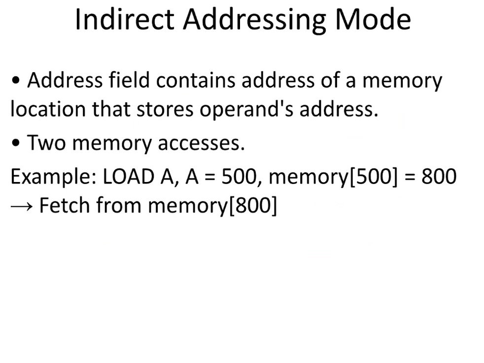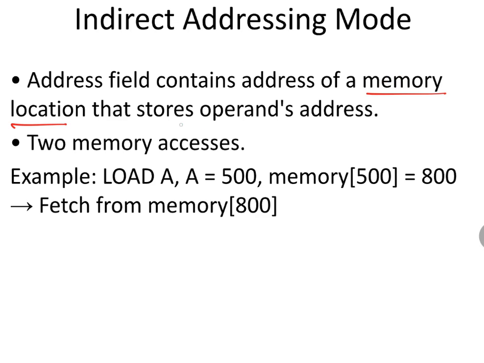Now if we look at the indirect addressing mode, it's slightly different. It's like a pointer kind of thing. Here the address field, instead of containing the effective address, gives the memory location.